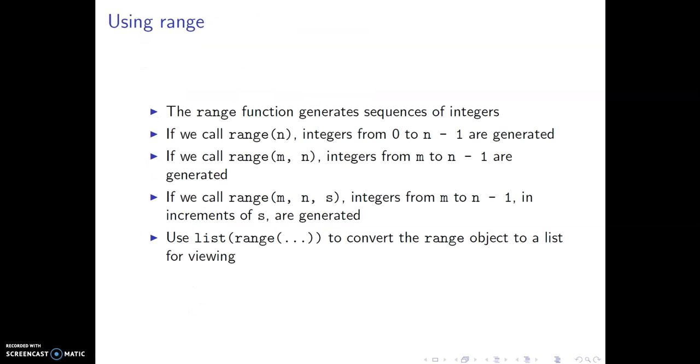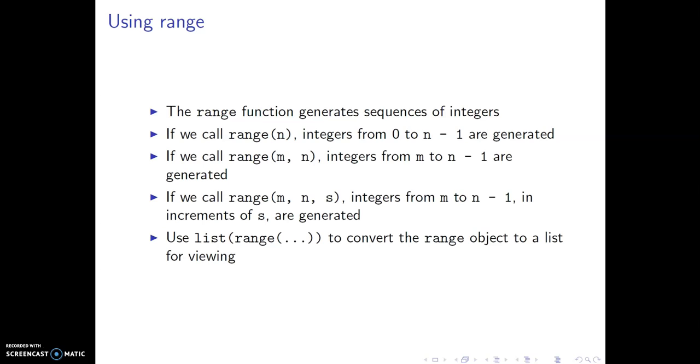Okay, range. I think we've used this before, but this is the first time we'll talk about it more formally. It's just going to generate sequences of integers. It's very useful. You end up using it all the time. If you say range(n), where n is some whole number like 5, then it's going to create the integers 0 to 4 in that case when n is 5. If we call instead range(m, n), it's going to create integers from m to n minus 1.